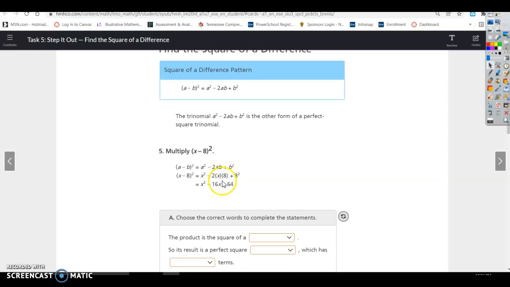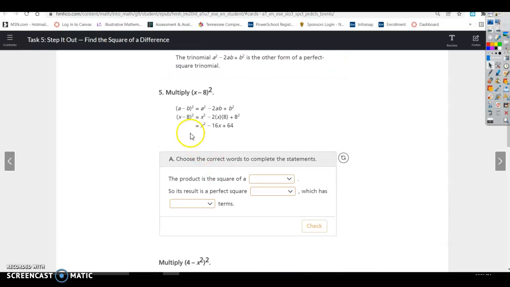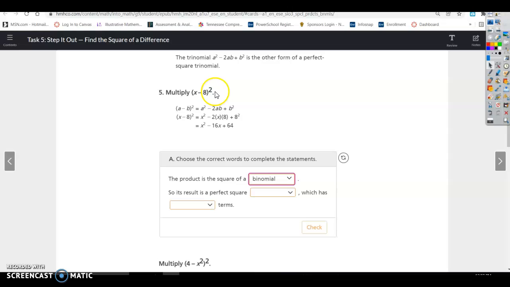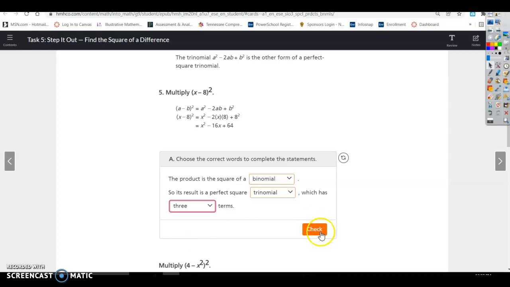All right, so when you simplify the middle, negative 2x times 8 is negative 16x. Again, that's just twice AB. So x squared minus 16x plus 64 would be the perfect square trinomial when you multiply this by itself, or x minus 8 quantity squared. All right, so choose the correct words to complete the statements. The product is the square of a binomial, because we're taking a binomial and we're squaring it. So its result is a perfect square trinomial. It has 3 terms. That makes it a trinomial, which has 3 terms.